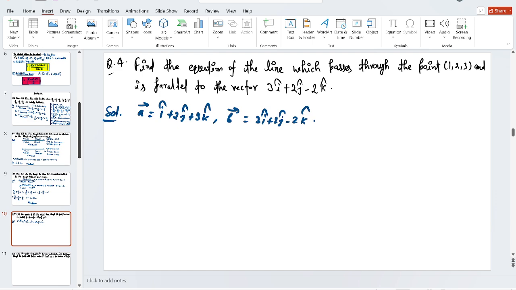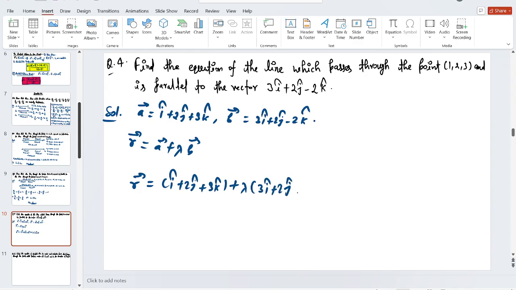So we know that for a line which passes through the point x1 y1 z1 and is parallel to vector B, the vector form is vector r equals vector a plus lambda times vector b. So using this you get vector r equals i cap plus 2 j cap plus 3 k cap plus lambda times vector b, which is 3 i cap plus 2 j cap minus 2 k cap. I hope it is clear to you.